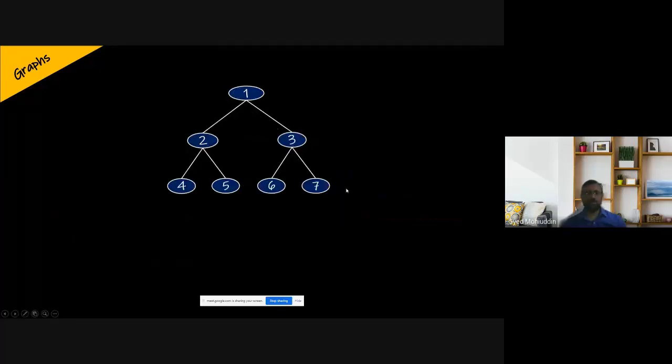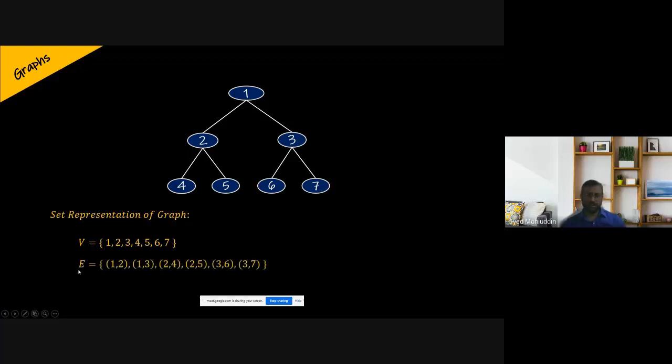Let us look at another scenario. Now everyone will look at this and say that this is a tree. This tree can also be represented as a graph. We call it a tree, but it can be represented as a graph which has a set of vertices V as 1, 2, 3, 4, 5, 6, 7, and a set of edges. That is, 1 to 2, there is an edge. 1 to 3, there is an edge. 2 to 4, there is an edge over here.